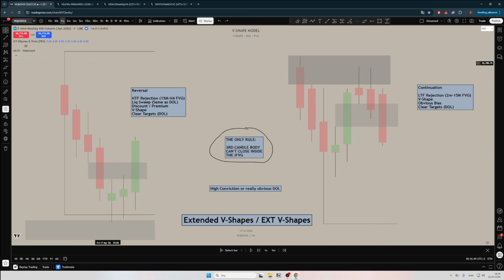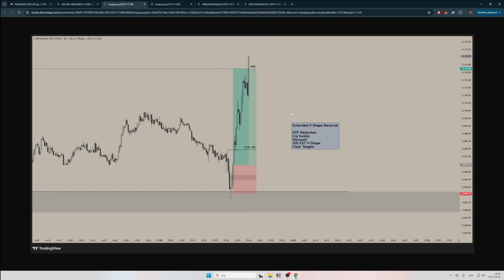So yeah, extended V-shapes is just something I use when we have a really obvious drawn liquidity and no normal V-shapes appear. And here you can see an extended V-shape reversal that ended up working out. As you can see, the 3rd candle doesn't close inside the inversion fair value gap, and the 4th displaces and closes above the inversion fair value gap with a clean change in state of delivery.